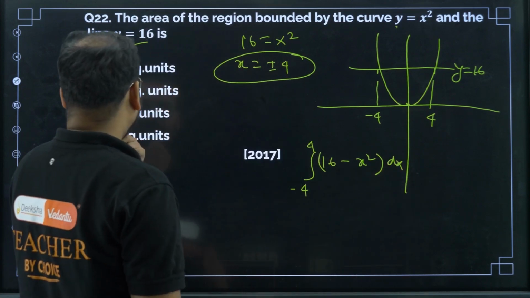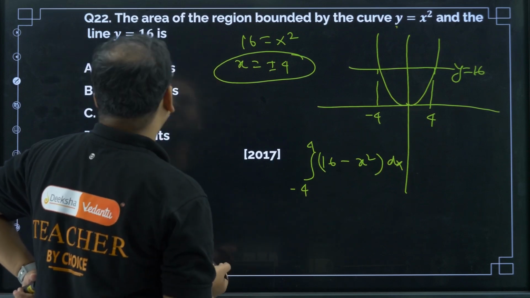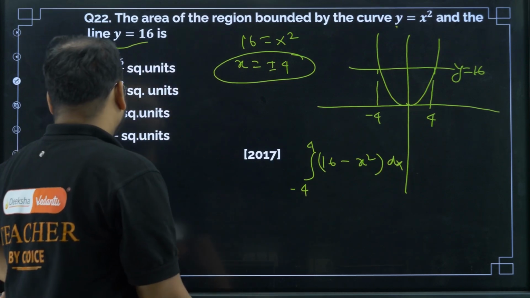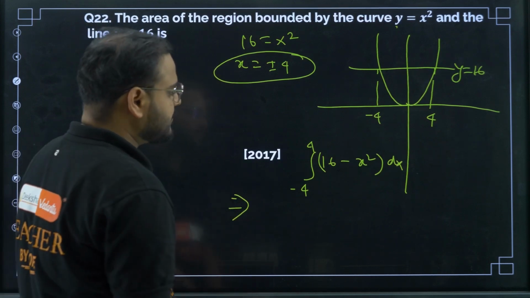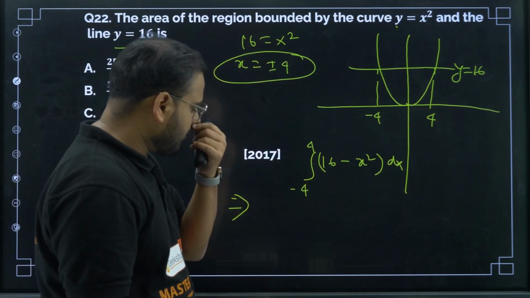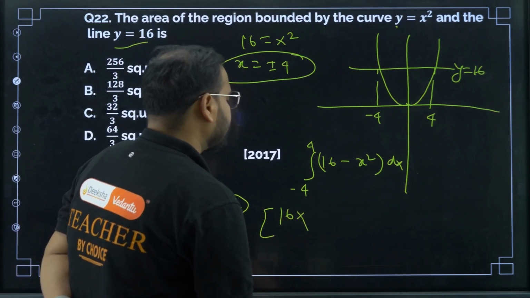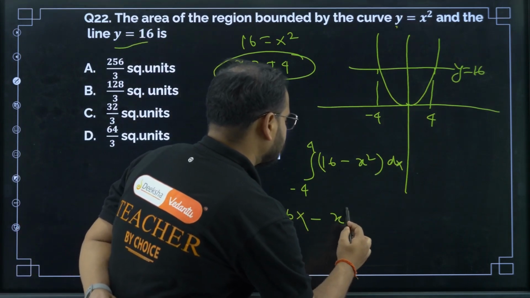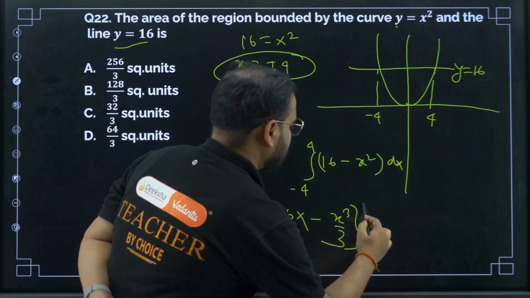If you do that, you're going to get what? I think it should be option A or option number B. I'm not sure, but let's solve it. I don't have the answer. So if I integrate this, I'm going to get 16x minus x cube by 3, from minus 4 to 4. The limit is there.